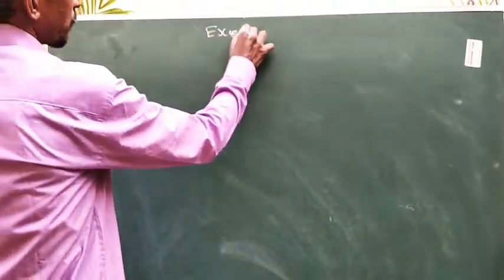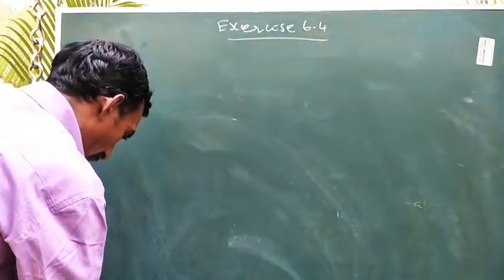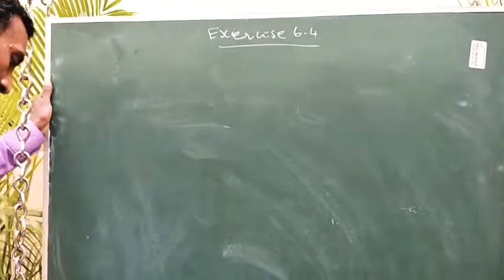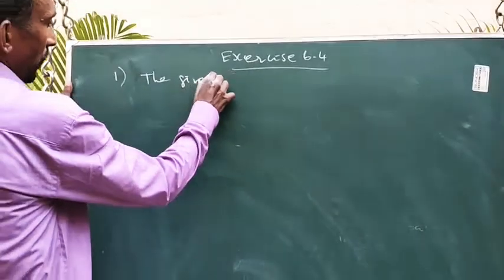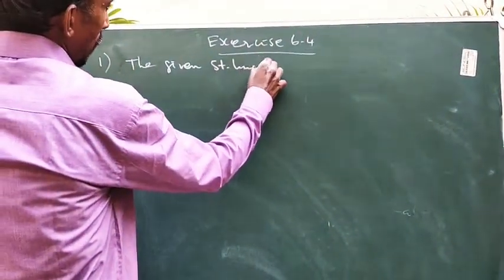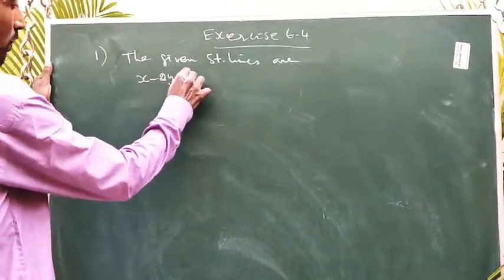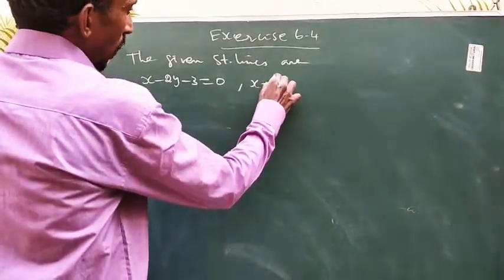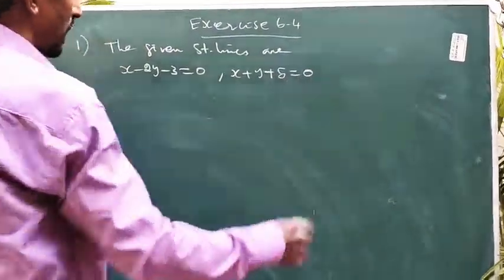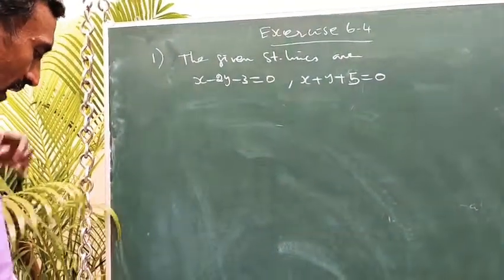We are going to solve the problems in exercise 6.4. So the first question is, the separate equations are given: x - 2y - 3 = 0 and x + y + 5 = 0. Our aim is to find the combined equation of the straight lines.